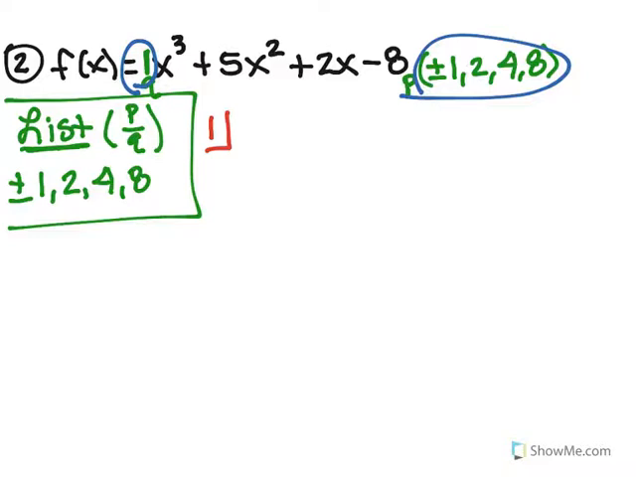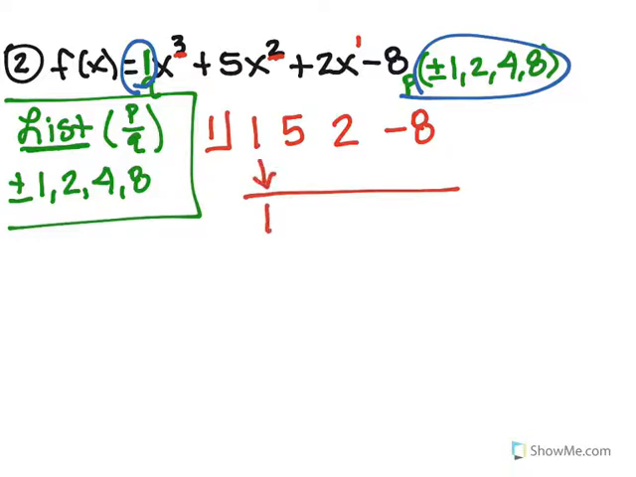Check your polynomial. We go from 3, 2 to 1 to 0. So we're in descending order. We're not missing a term. And we're going to write those coefficients. 1, 5, 2, and negative 8. Bring down the 1. And we're going to multiply. 1 times 1 is 1.